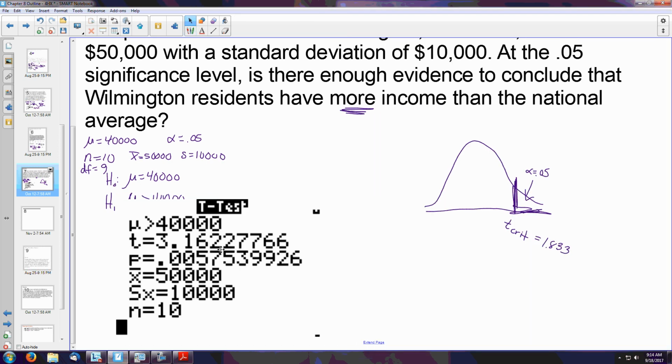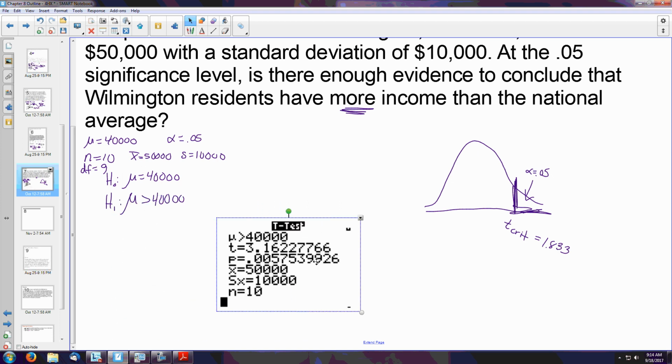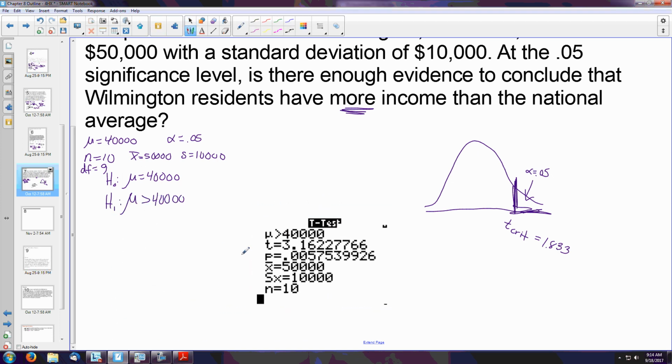So according to this readout, if we have a t-test statistic, so that's this one right here, that's what you would normally plug into that big formula for, of 3.16, that fits way out in this tail region, since again, 0 is in the center. So in this case, we say that we reject our null hypothesis. In other words, we do have sufficient evidence that the mean income of Wilmingtonians is actually higher than the national average according to this.